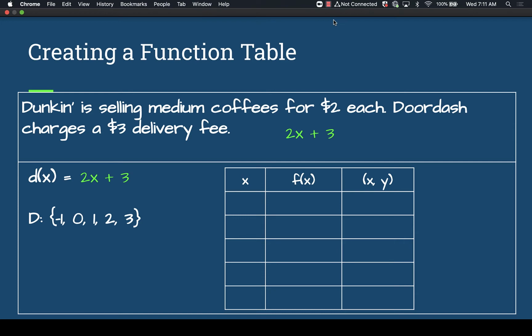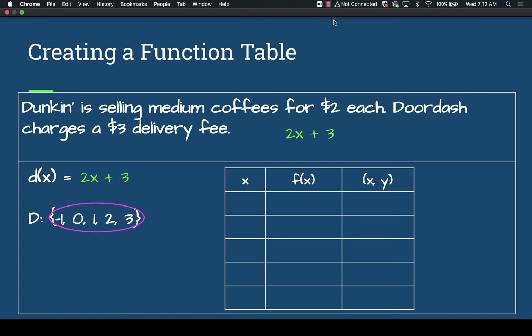I can use this equation to calculate how much it's going to cost for any number of coffees that I buy. So if I want to know how much it costs to buy 20 coffees, I can plug that into this equation and figure it out. In that same line of thinking, that is what we are going to do here in our function table. So the other piece of information they give us is our domain is -1, 0, 1, 2, and 3.